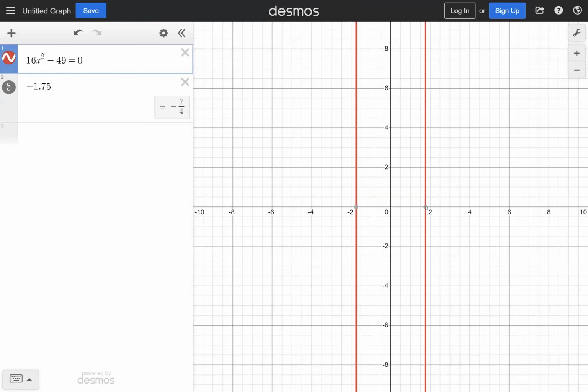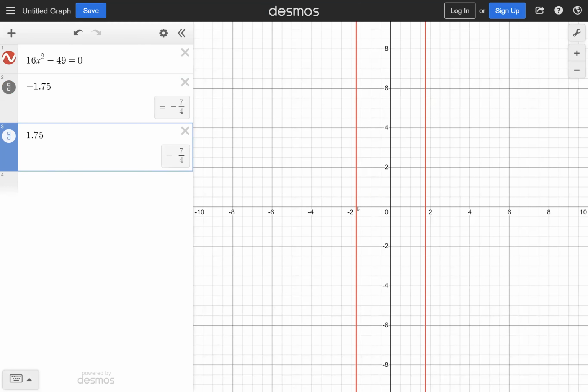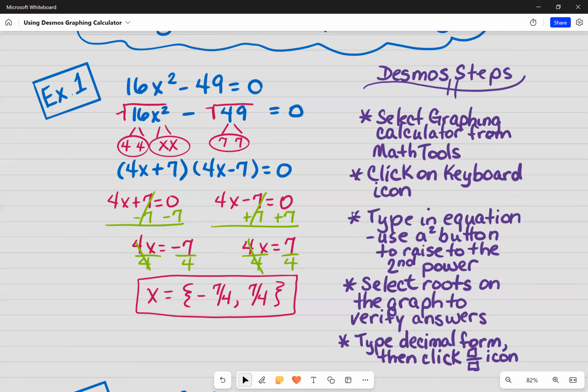So if I look at my other 0, it says 1.75. I would simply do the same thing. Click on the fraction icon, and it tells me the equivalent fraction. So I know that I have the correct roots or zeros, and the correct answer for this problem.